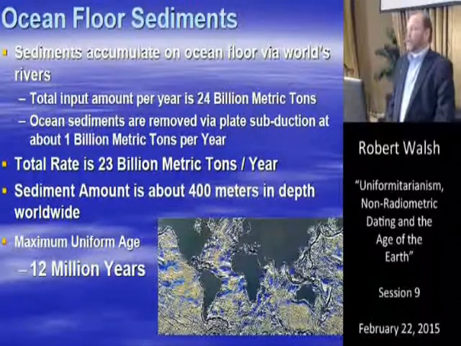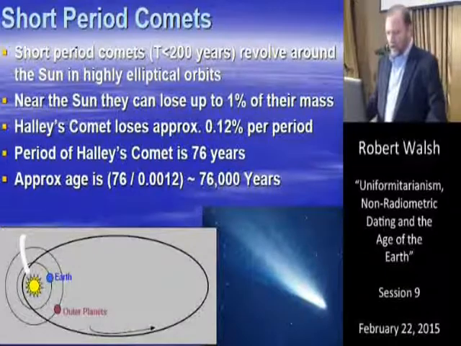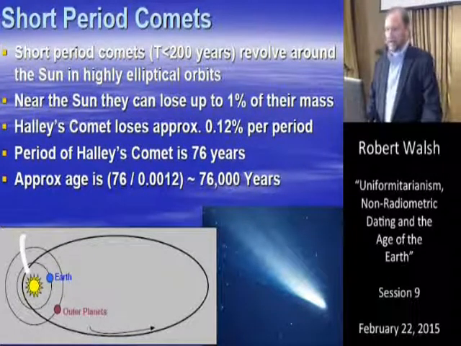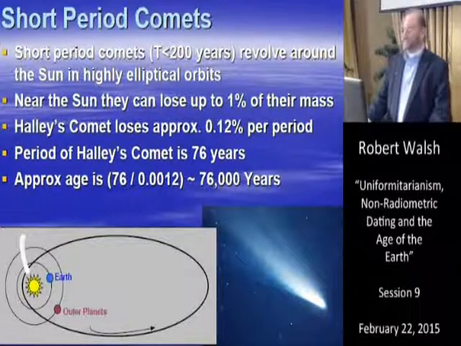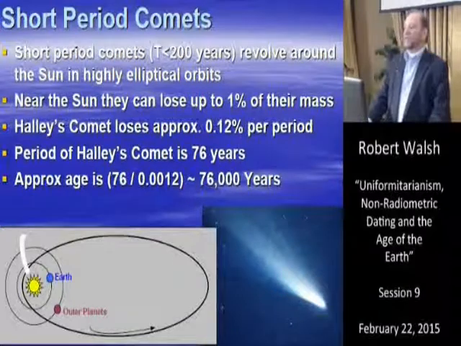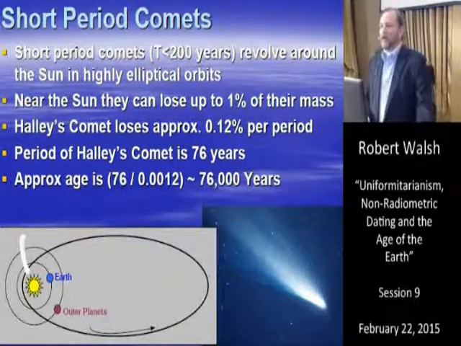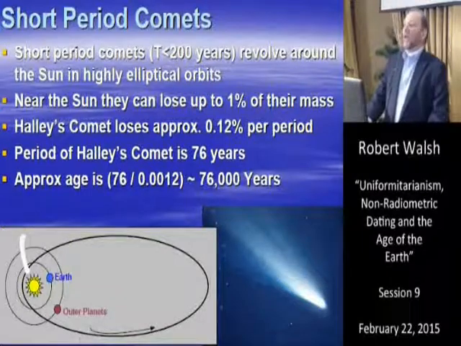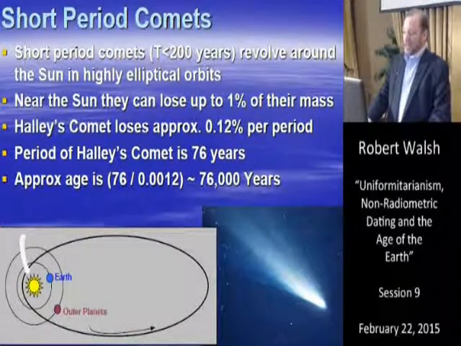All right, let's take a look at short period comets. This is a favorite of mine because this is just a general interest, I think. Short period comets are comets that have a period less than 200 years. So they make their way back to the Earth in less than 200 years. And you can probably all think about one very famous short period comet, Halley's Comet. It comes around every 76 years.